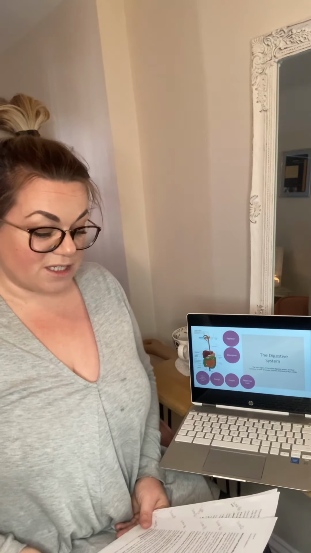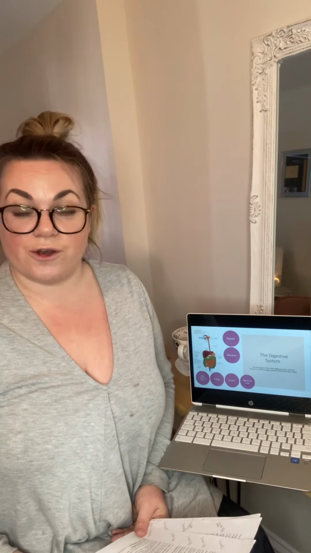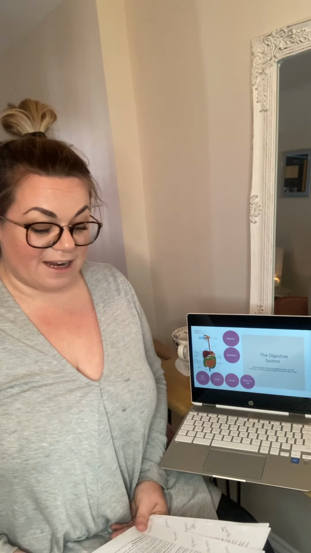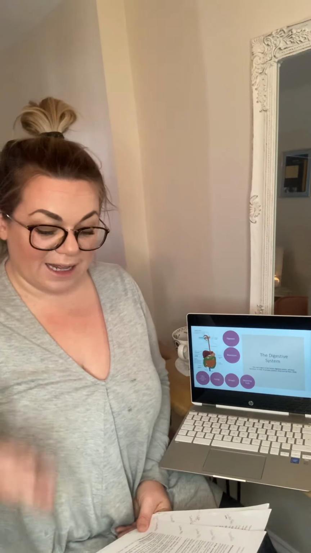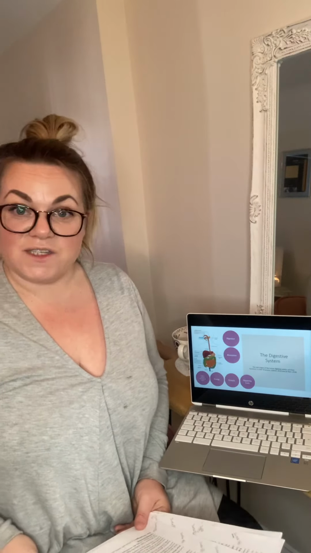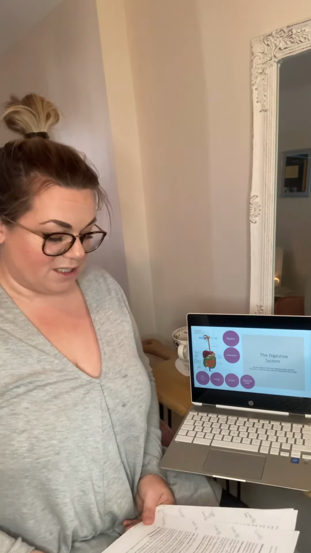The digestive system is made up of a gastrointestinal tract. This is also known as the GI tract. It also includes the liver, the pancreas and the gallbladder. The GI tract is a continuous tube beginning in the mouth and ending in the anus. And let's follow the food as we learn about the organs that make up the digestive system.